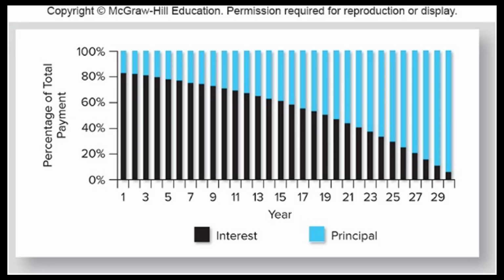So with a level payment loan, you can see that the payments are level, but the percentage of the payment that's applied to interest or to principal is changing over time. So in the early periods of the loan, more of the payment is going towards interest and less is going to principal. And then over time, that reverses.